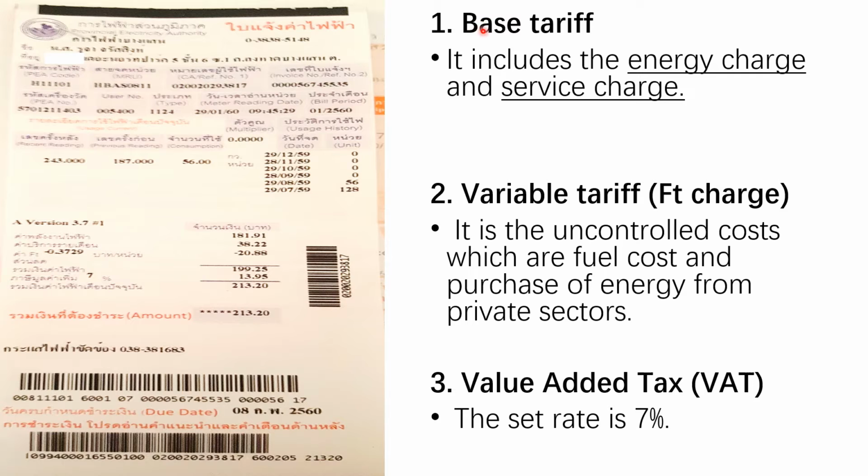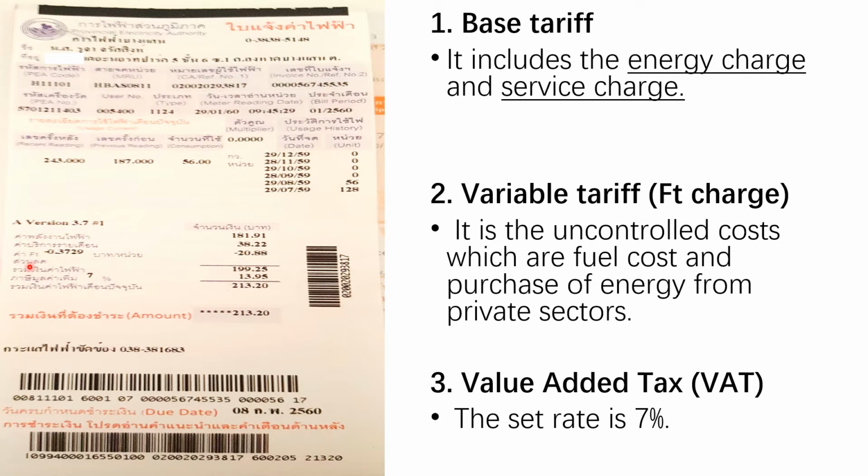If you talk about your base tariff, we are actually computing two charges, your energy charge and your service charge. Your energy charge is the electrical energy that is used, and your service charge is what the supplier of your electricity charges for their service. If you combine your energy charge plus your service charge, you get your base tariff. Next is your variable tariff, or in another book your fuel adjustment cost, or simply put, your FT charge.